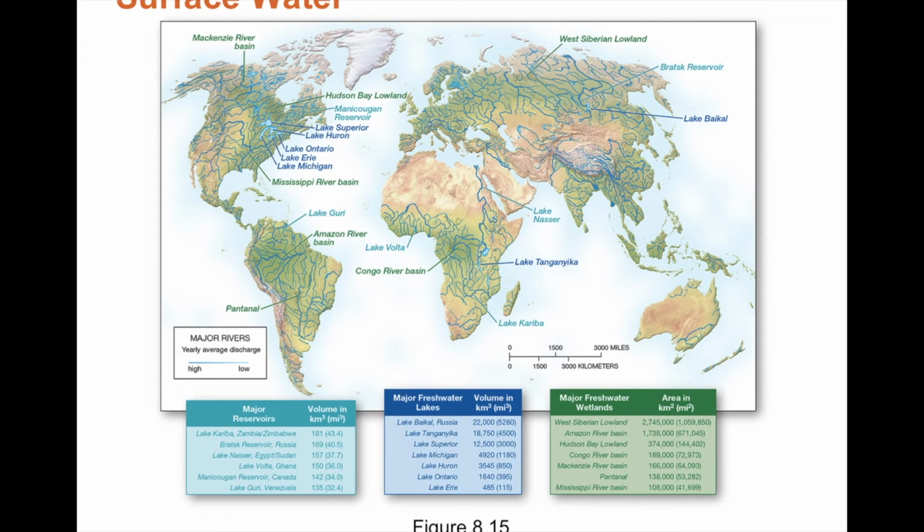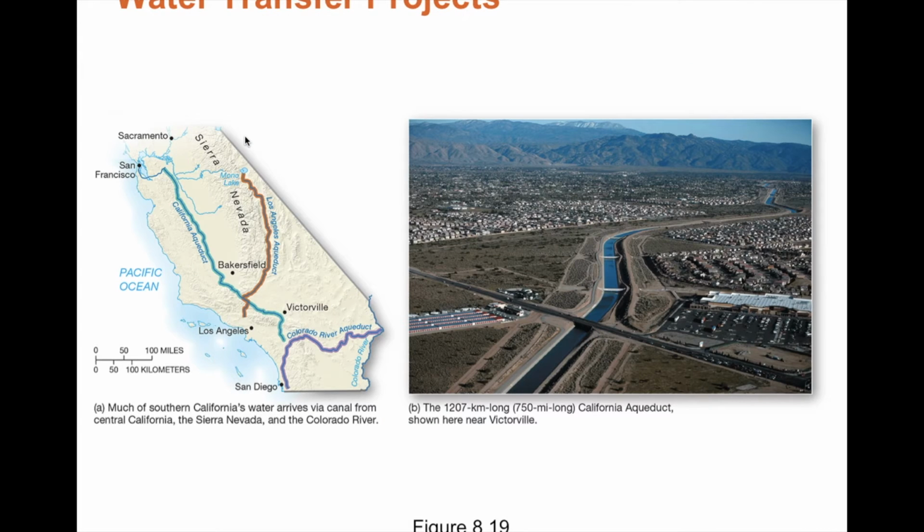When we look at surface water around the globe, you can see that all the continents have river systems that drain the rain that occurs over the continents. Sometimes people have to move water to more arid areas. For example, in California, they have several aquifers that bring fresh water from other places into the very urbanized part of California.